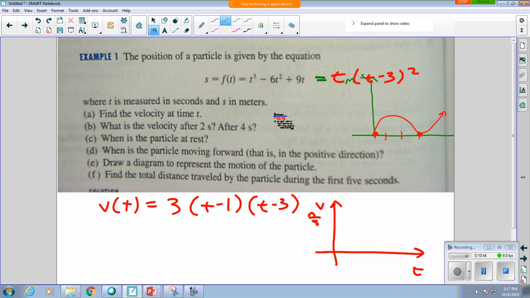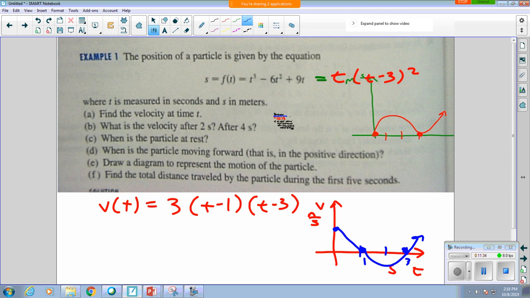And everyone, these units are different. This is meters per second. This is seconds. At time 0, we had already figured out that it was 9. At time 1, we figured out it was 0. And time 3, we figured out it was 0. But it's moving down. And at time 2, if you plug 2 in here, does everybody see it becomes negative? You get a positive 1 here, and you get a negative 1 here, and that makes the whole result negative. So again, intermediate value theorem, guys. This was a polynomial. That is the graph of the velocity.